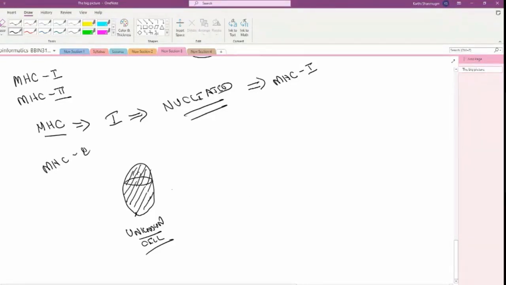So there's another cell called the unknown cell. This unknown cell is capable of producing a type of molecule called IL-4, interleukin 4. As I said in my previous lecture, we have different types of interleukins. This unknown cell is capable of producing a type of interleukin called IL-4. So what's the main job of this IL-4?